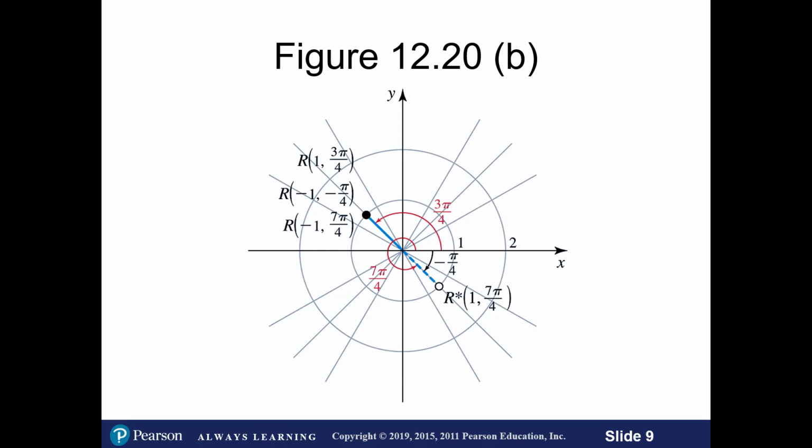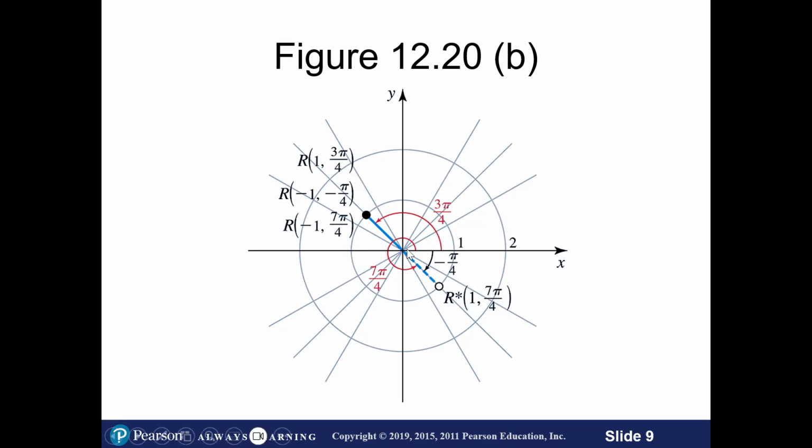Let's try it with (negative 1, 7 pi over 4). So I would go negative 1, and then 7 pi over 4: 1, 2, 3, 4, 5, 6, and 7, to get to here. Or maybe I do negative 1, but instead of rotating in the positive direction, I just go negative pi over 4, in the negative direction, and get to the same place.